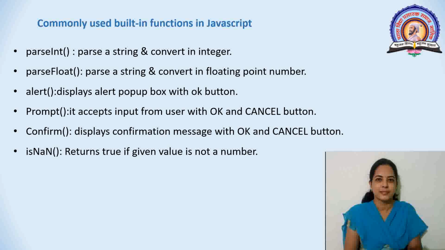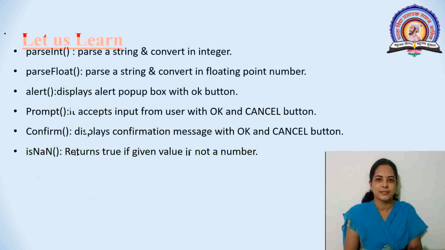Then the next function is the confirm function. We can display a confirmation message, and with the message it displays OK and Cancel buttons. And the last function is isNaN, which means we check if it is not a number. If it is not a number, it will return true, otherwise it will return false. So all these are commonly used built-in functions in JavaScript.